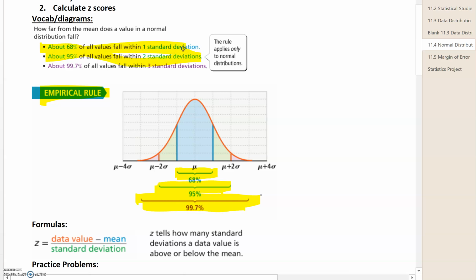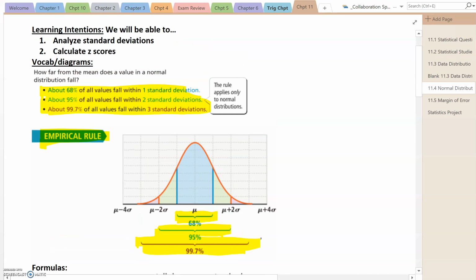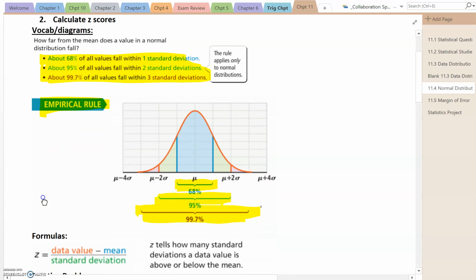So that's all written up here in words if that's easier for you to see, but visually that is also what this means down here. So we will use that information to answer some questions about normal distributions here in a second.